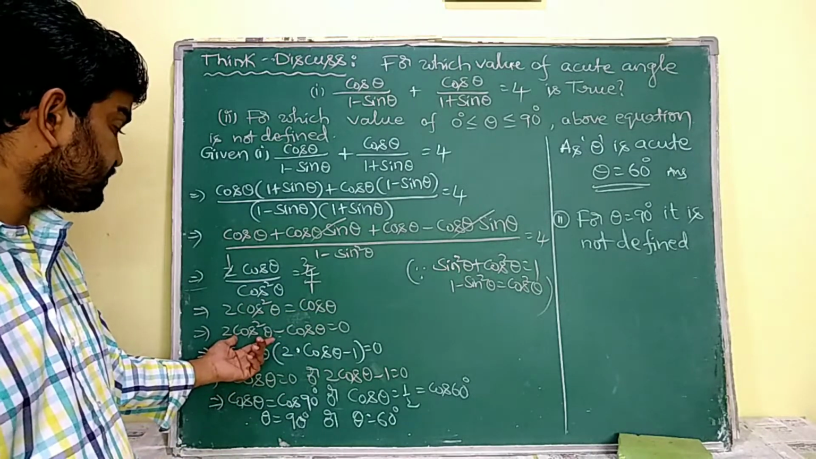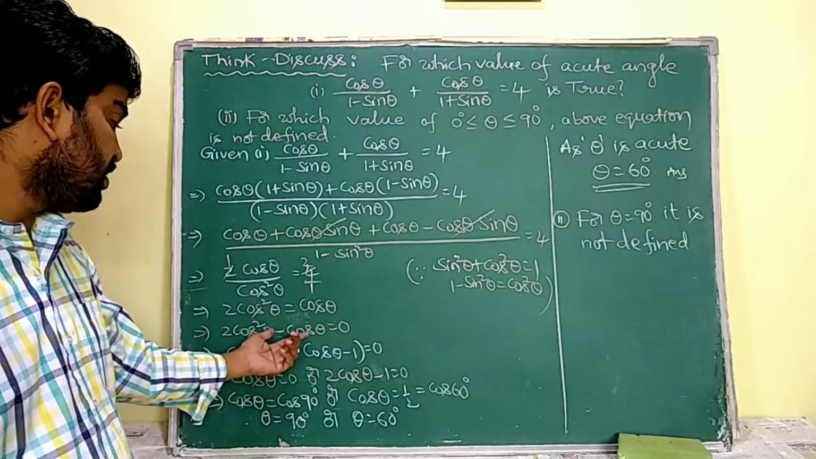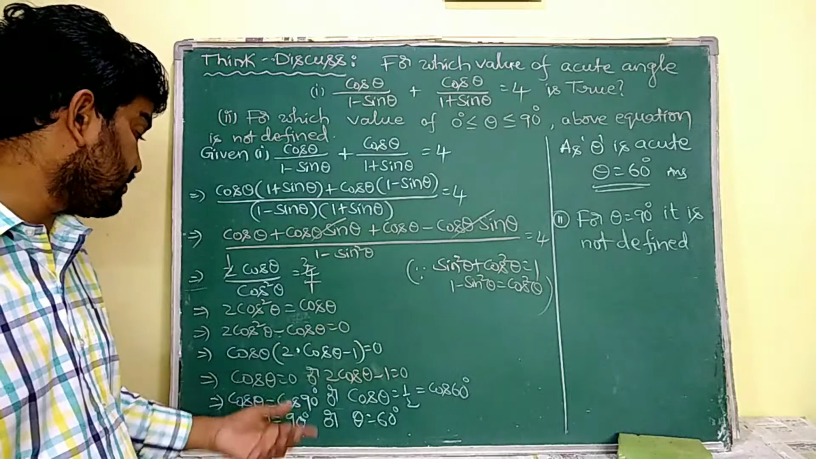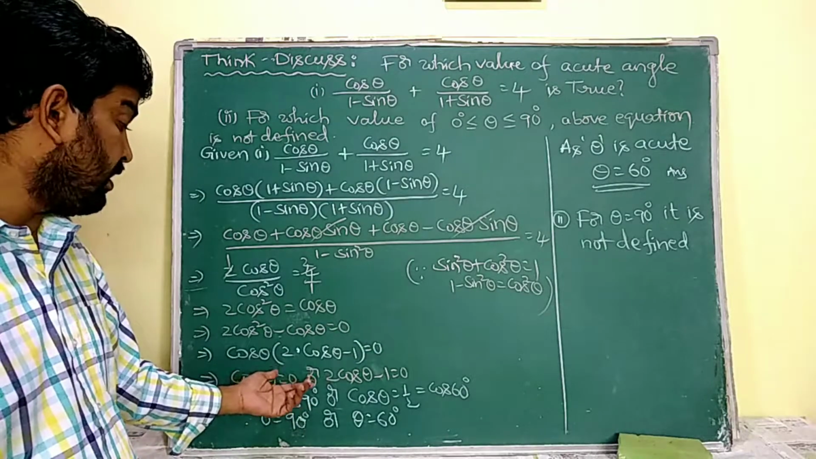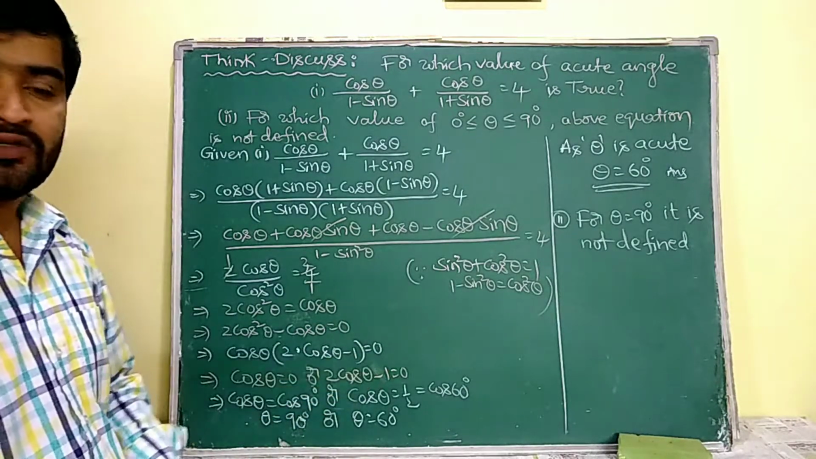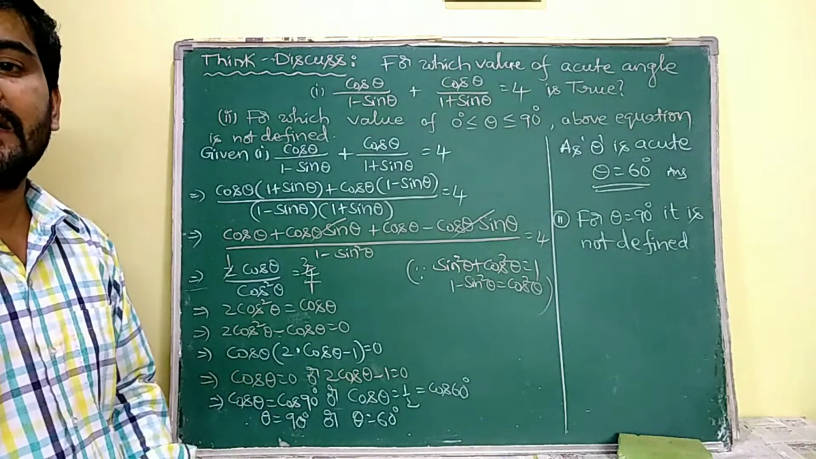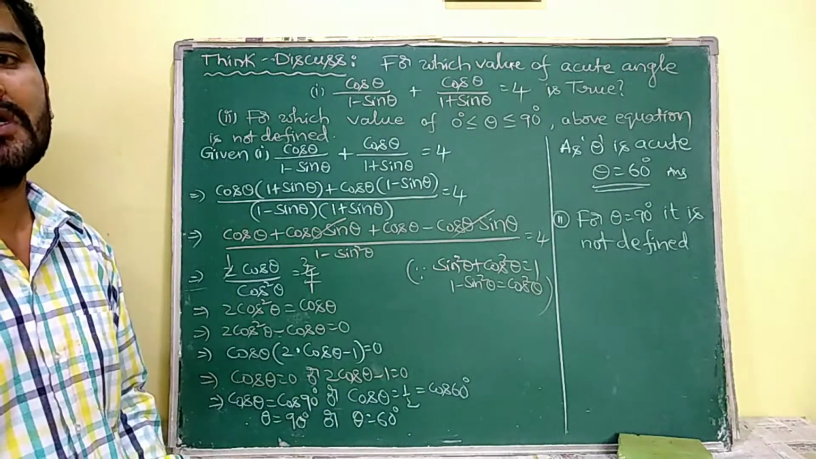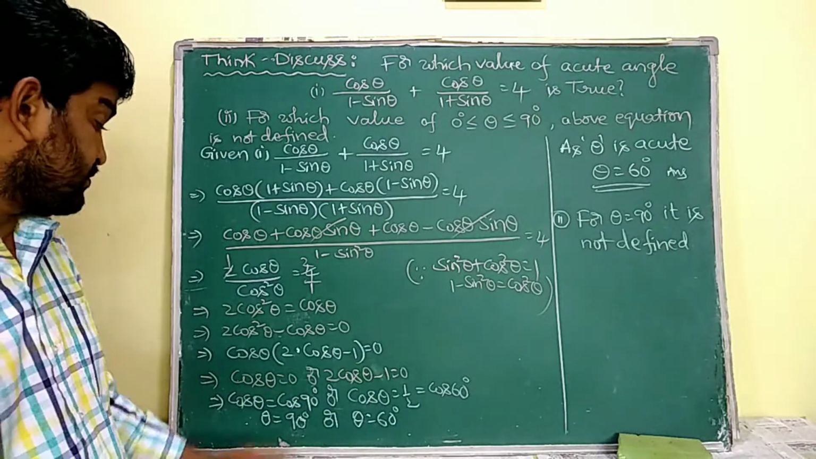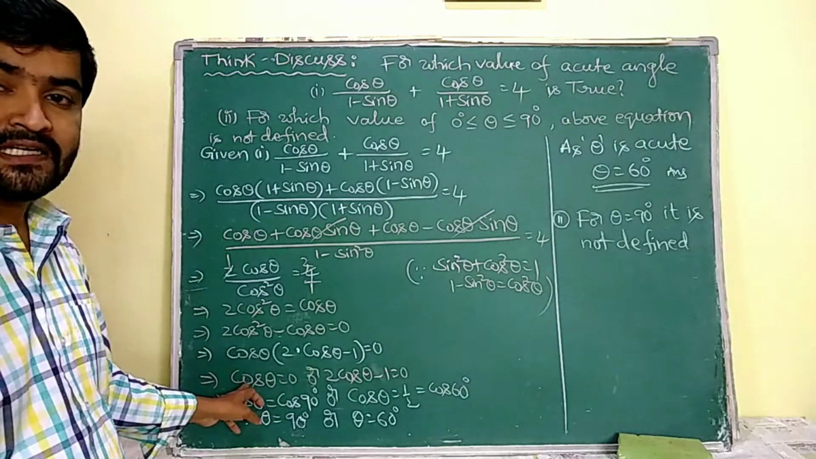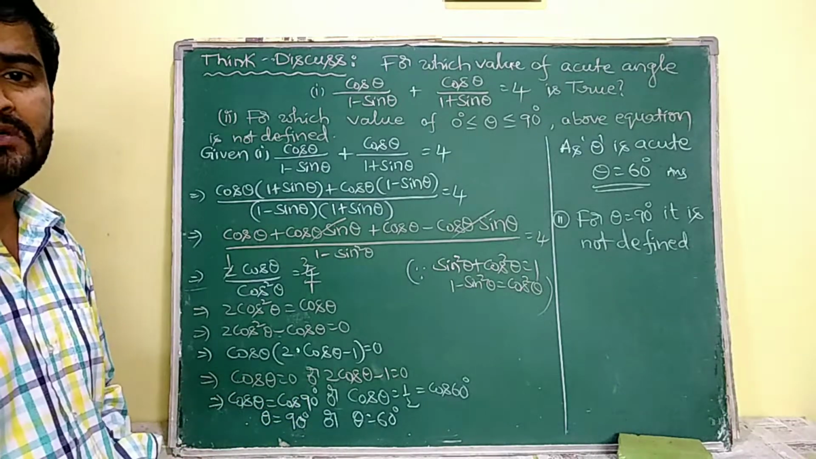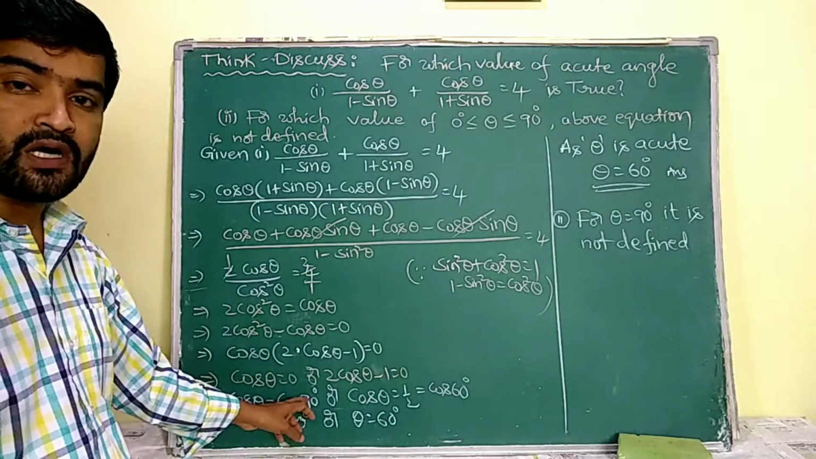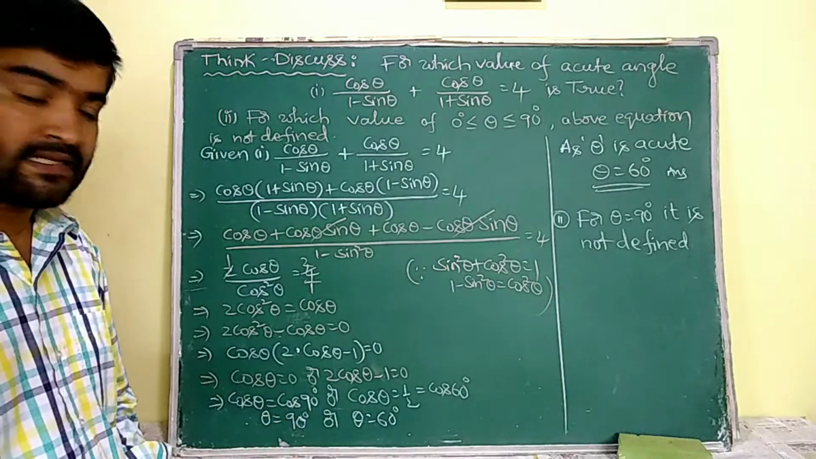Now take out cos theta as common from the two values. Cos theta into 2 minus cos theta is equal to 0. Cos theta is equal to 0 or 2 minus cos theta is equal to 0. As we discussed, to calculate the value of theta, we have to convert both LHS and RHS into the same type of trigonometric ratio. So here we have cos theta. Cos of which value gives 0, we have to check in the tables. We know that cos 90 is 0. So cos theta is equal to cos 90, by that theta is equal to 90 degrees.